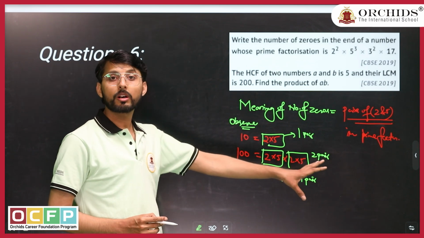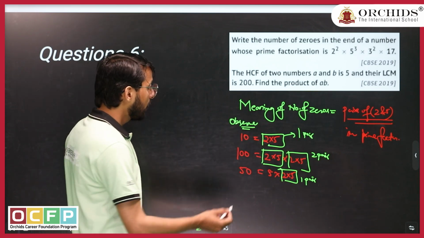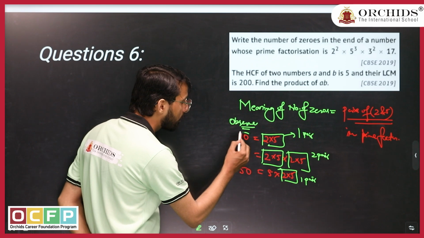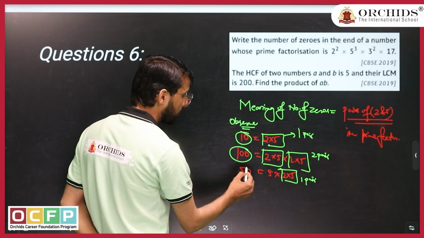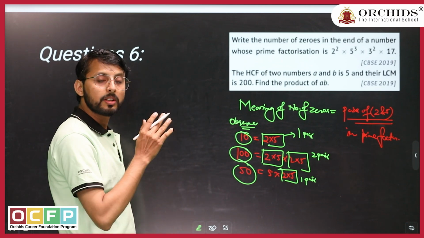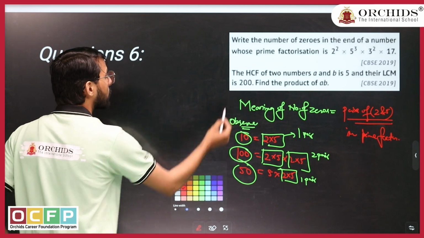This number of pairs of 2 and 5 will decide the number of trailing zeros, how many zeros you are going to get. That's why here we got only 1 zero because 1 pair. 2 pairs, 2 zeros. 1 pair, 1 zero. Same technique we are going to use in the given question. Now let's move to the question.